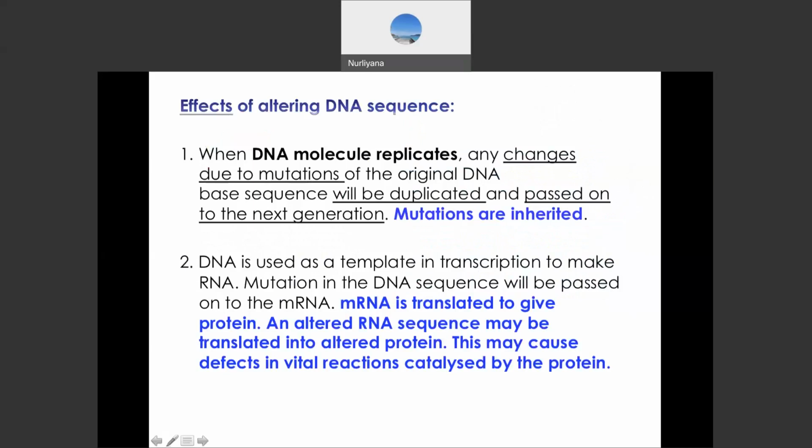So the bad thing about the alteration of DNA sequence is that your original DNA, that is the new mutated sequence, will be inherited to your next generation.